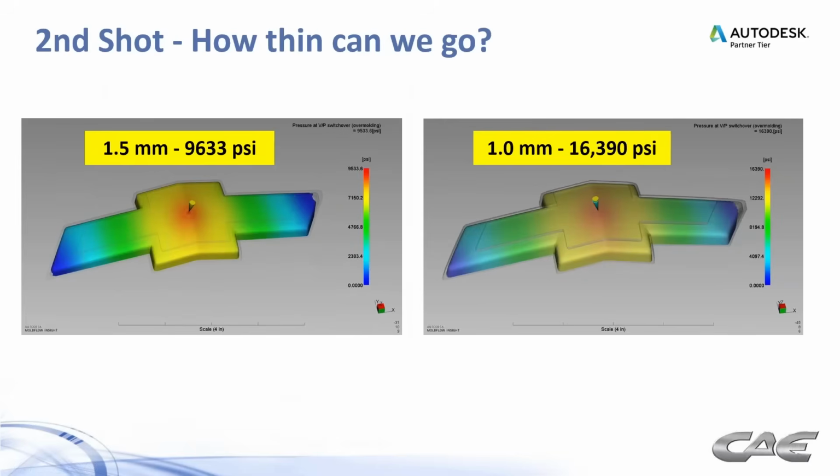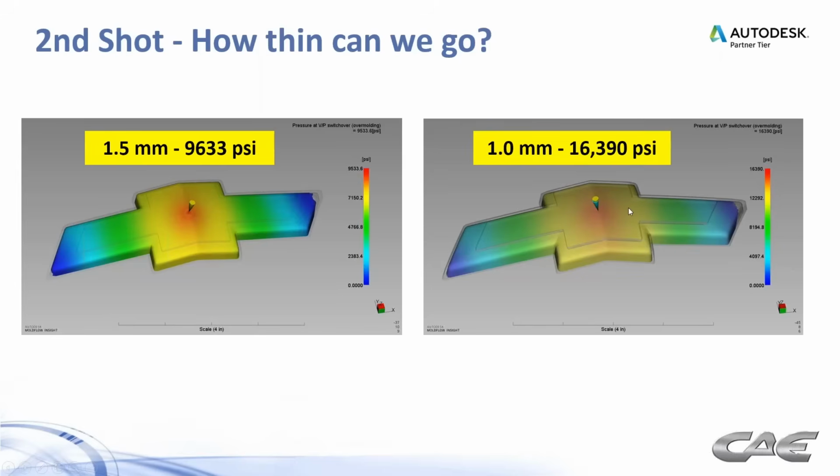And then we look at the second shot, and we look at the original design at 1.5 millimeters, and we see 9,600 PSI. Again, need to add some for the manifold system, but just adding that shouldn't put us in any danger area. But when we go down to 1 millimeter, look what happens. Now we've got 16,390 PSI. You add a manifold to that, maybe a few grand. So now we're up to 19, 20,000.